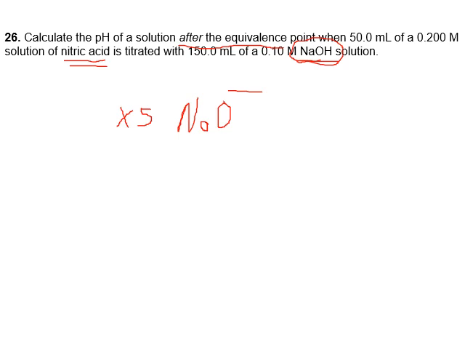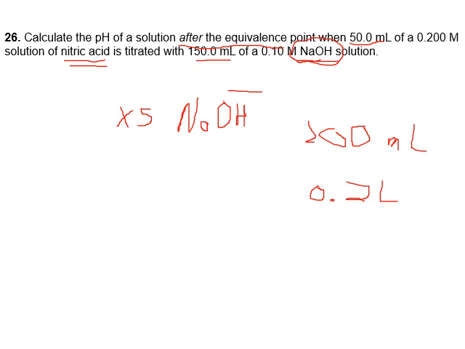Once you have the number of moles of NaOH that's excess, you divide it by the total volume, which is going to be 50 milliliters plus 150 milliliters, which is 200 milliliters, or 0.2 liters. So whatever number of moles you wound up with, divide it by this number right here, and that will give you the molarity of the NaOH.